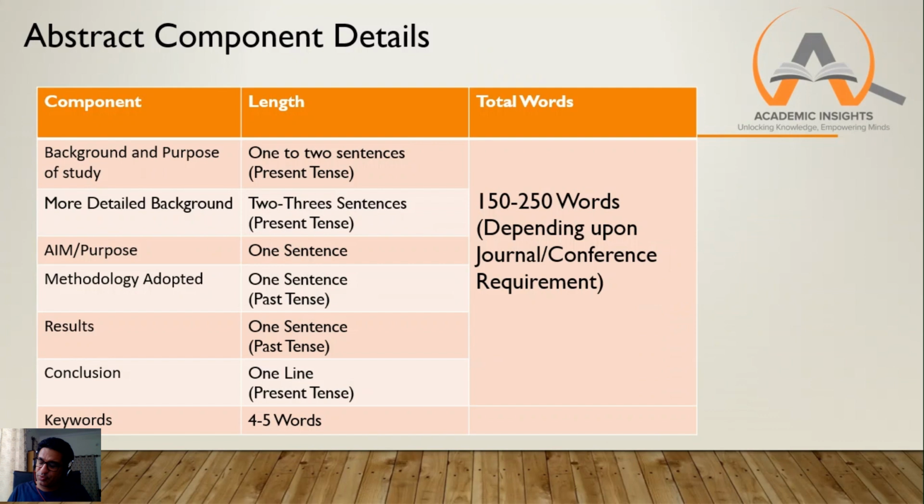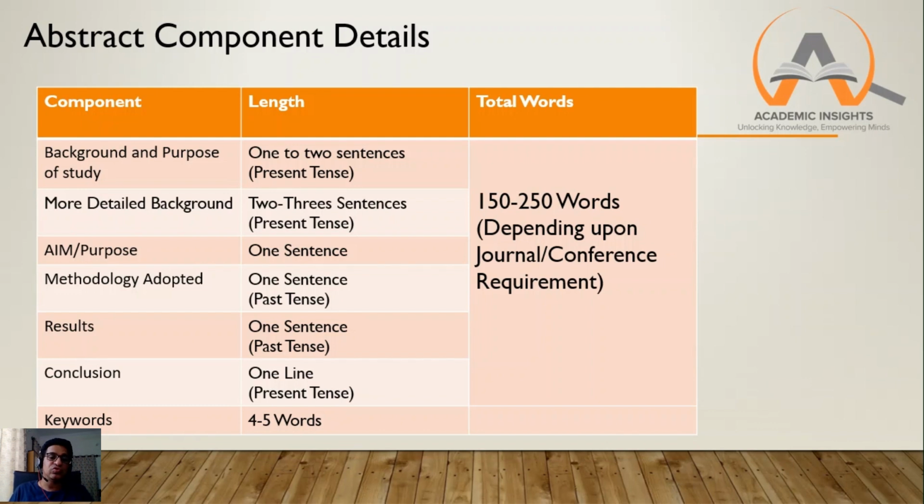Now, the components which I discussed in my second slide, we have to divide the entire abstract into them. So I'm going to explain the length of each component of the abstract. The first component, which I told you, is the background and the purpose of the study. It should be written in one or two sentences, and it is always written in the present tense. This is very important. If you want to add more detailed background, you can write two or three sentences, also in the present tense.